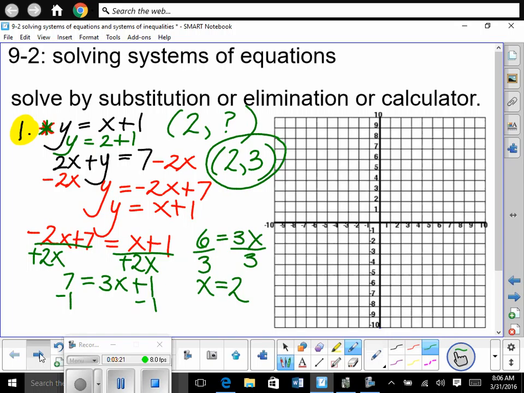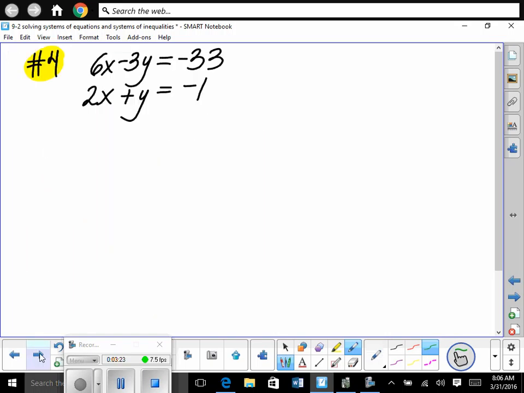Okay. So next one, let's do number 4. So number 4, it says solve by substitution, but there's many different ways. You can do substitution or elimination. So with this one, maybe I'll just opt for elimination, and even substitution would probably be easier, but let's go with elimination just for fun. I don't care how you solve.